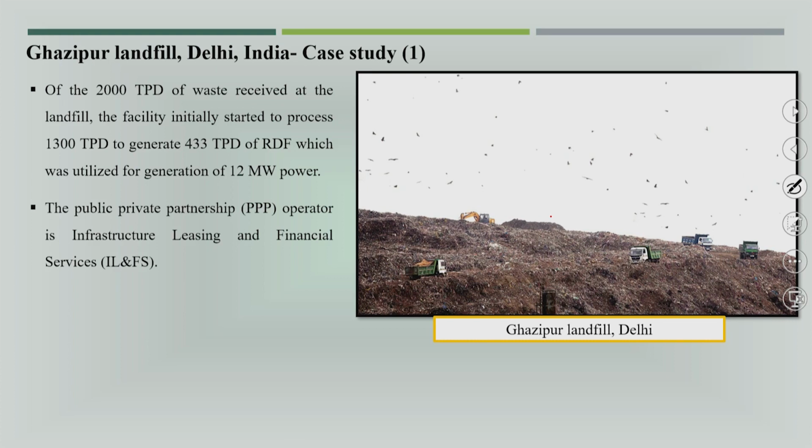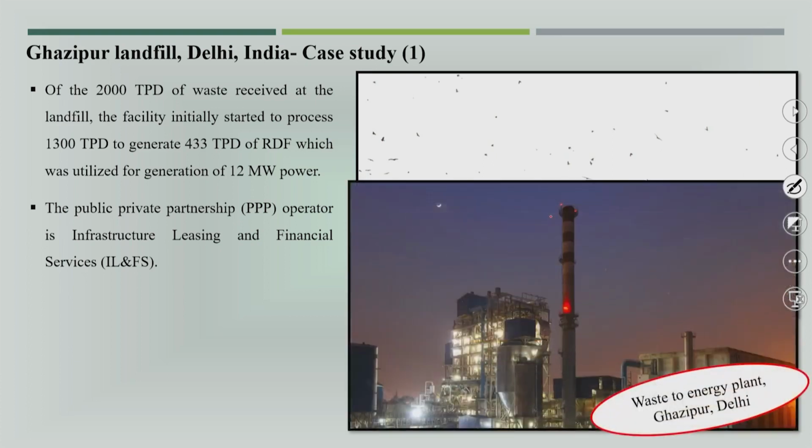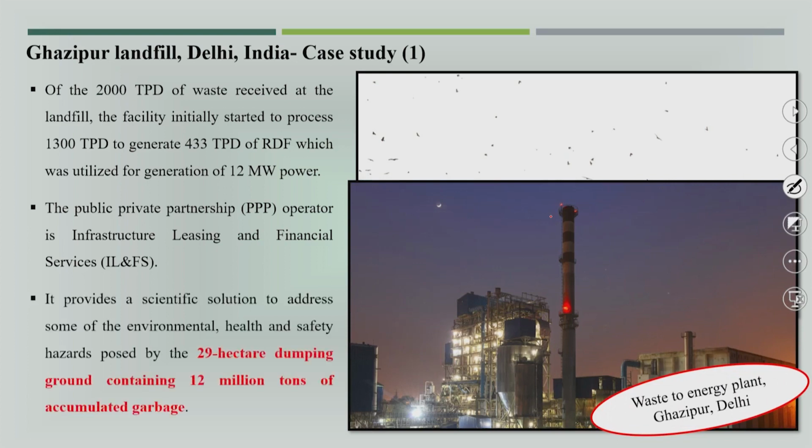This project started under the PPP program, public private partnership, operated by Infrastructure Leasing and Financial Services. This is the private company which was working with the local corporation, ILFS. So, this was the waste to energy plant in Ghazipur. It provides a scientific solution to address some of the environmental, health and safety hazards posed by the 29 hectare dumping ground containing 12 million tons of accumulated garbage.